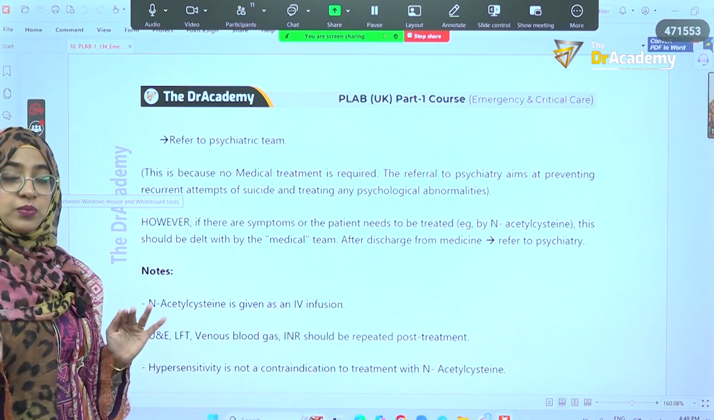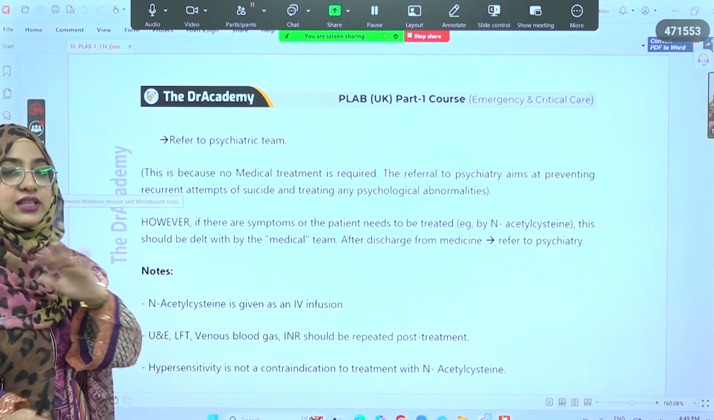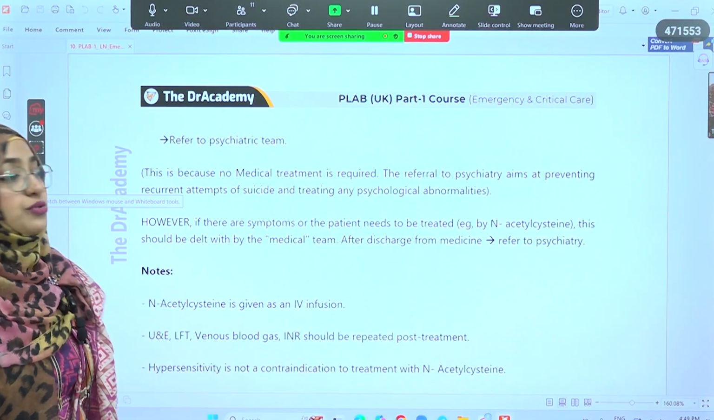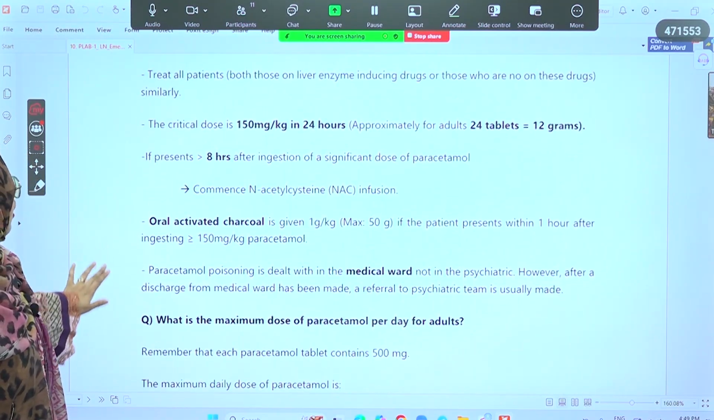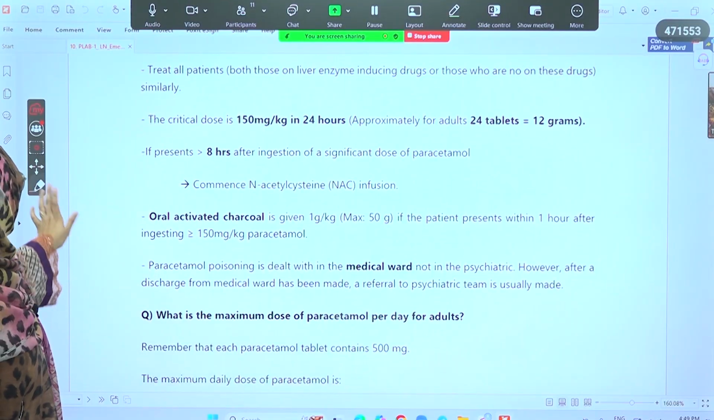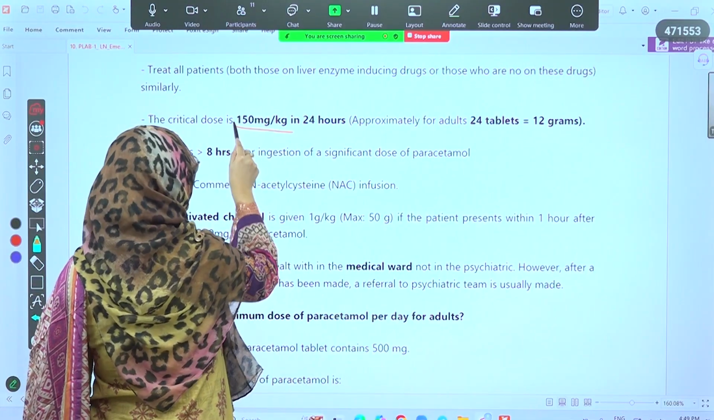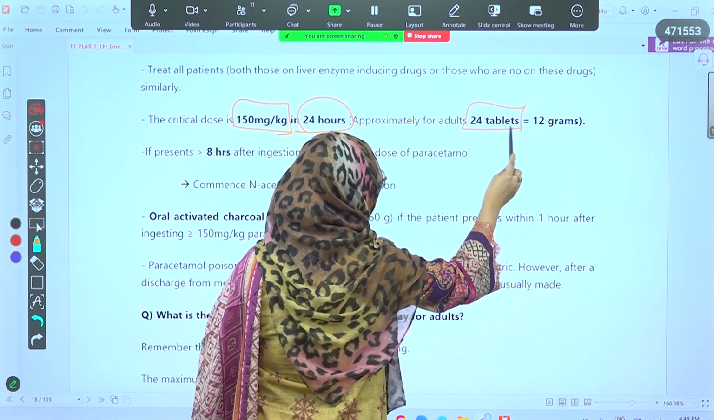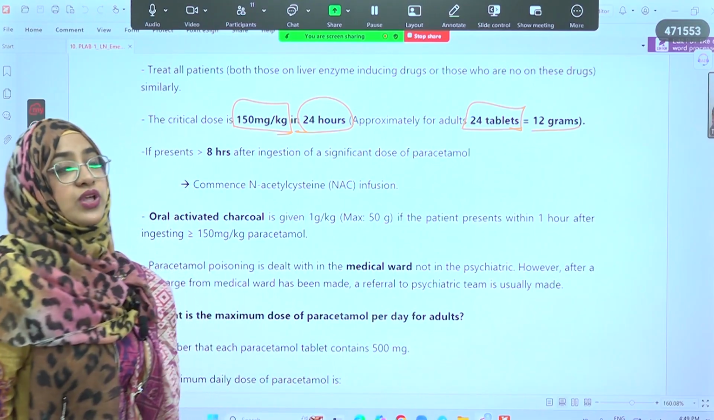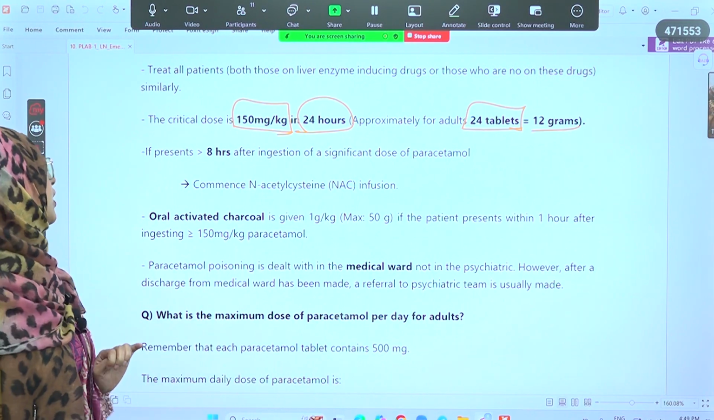Usually treatment is given in the medicine ward, but if the treatment of the medicine ward is finished or there is nothing to do in the medicine ward, then we will refer the patient to the psychiatric ward. Now the critical dose of paracetamol is 150 milligram per kg in 24 hours, that is approximately 24 tablets, that is 12 grams. So this is the critical dose. The critical dose is 150 milligram per kg in 24 hours.